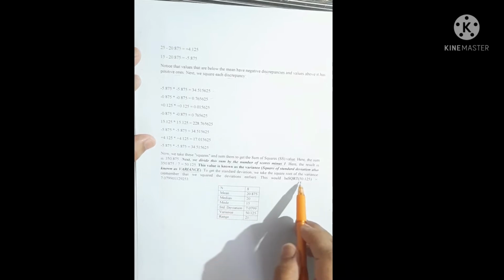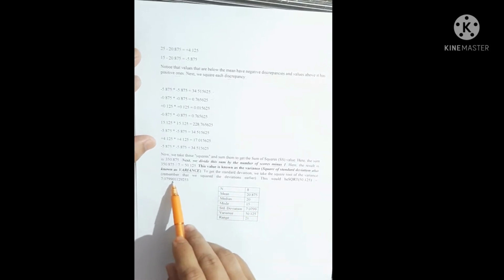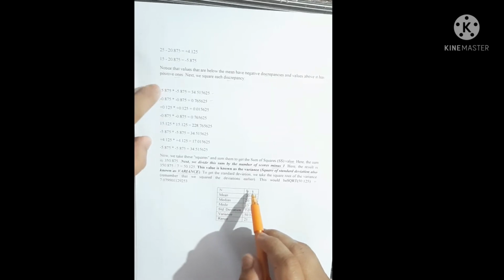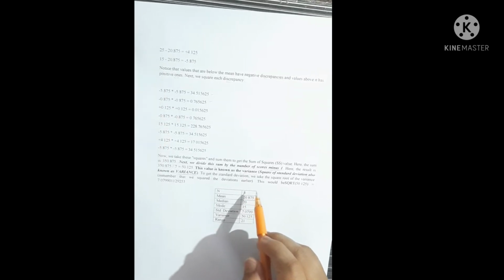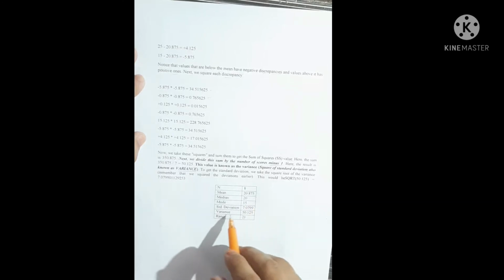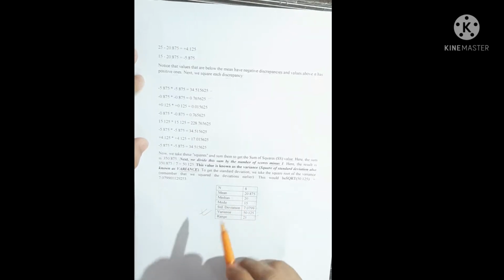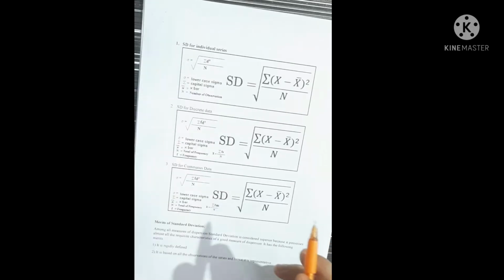The square root of 50.125 is equal to 7.79901129253. Here n is equal to 8, the number of scores: 1, 2, 3, 4, 5, 6, 7, 8. The mean is 20.875, which we have calculated. As we have seen earlier, the median is 20, the mode is 15, the standard deviation is 7.0799, the variance is 50.125, and the range is 21. So we have calculated all these in a series one by one.